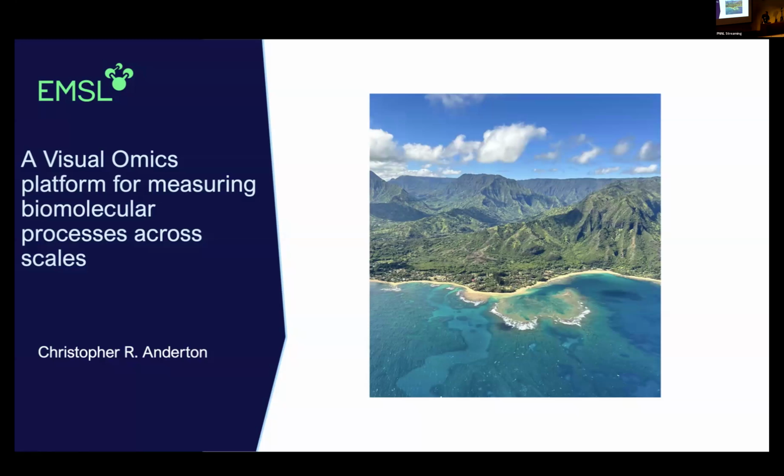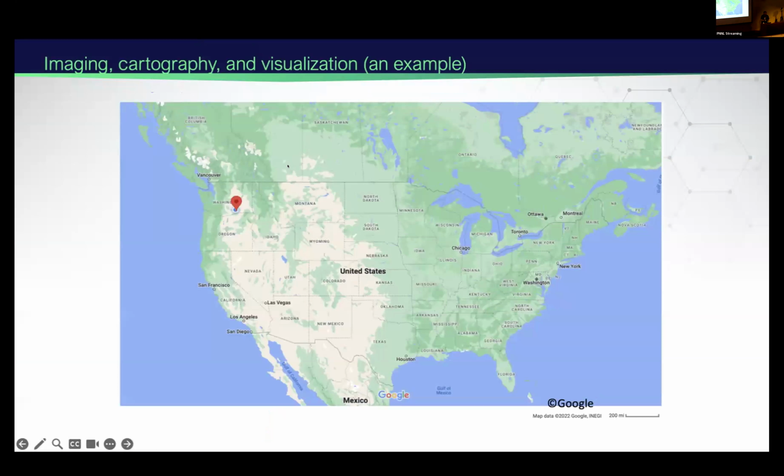So I want to give a little bit more of an aspirational talk, which at the end I'm going to hopefully land the plane, tying together a lot of things we talked about so far. I think a lot about imaging and cartography and using images to actually be tools. And what do I mean by that?